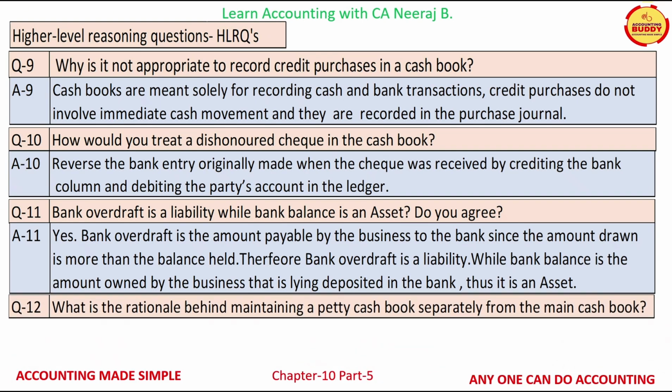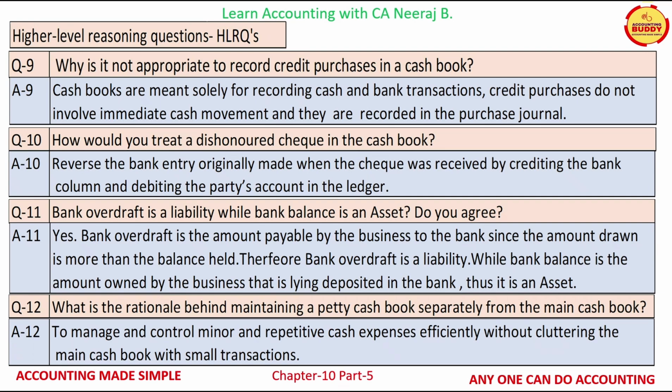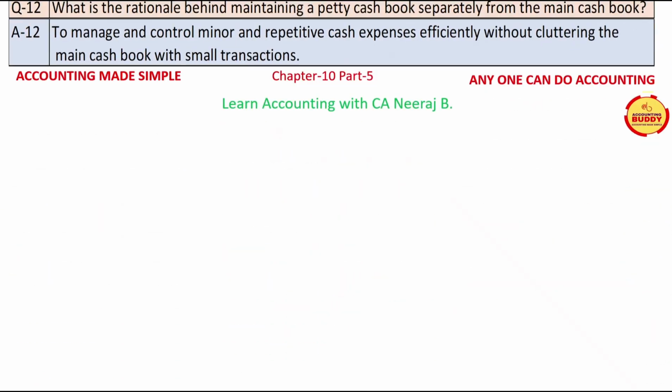Question number 12. What is the rationale behind maintaining a petty cash book separately from the main cash book? And the answer is to manage and control minor and repetitive cash expenses efficiently without cluttering the main cash book with small transactions.